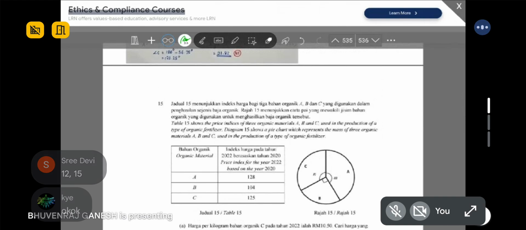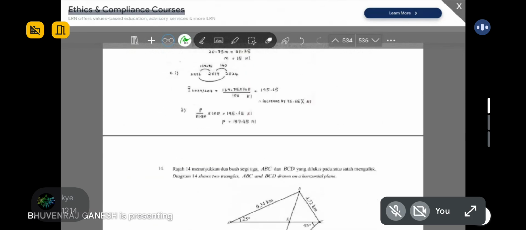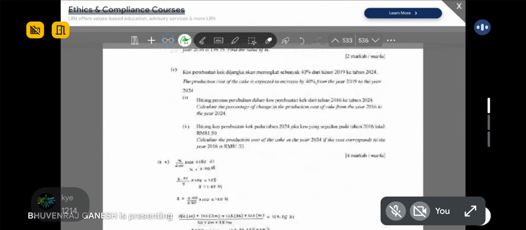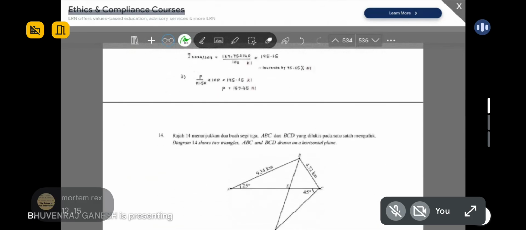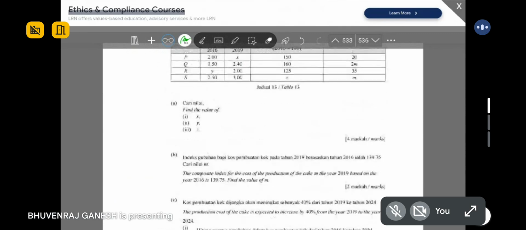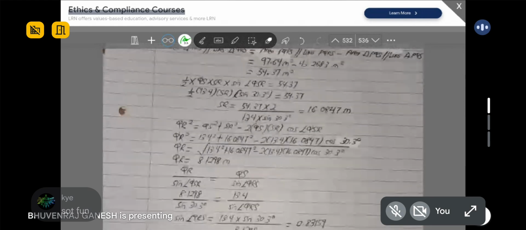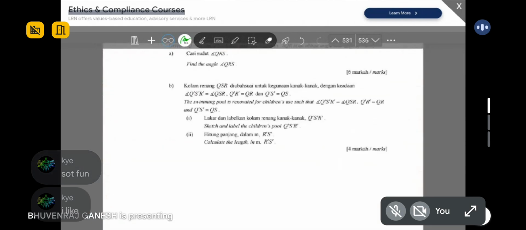12, 15. Okay, 12, 15. So 15 is index and 12 is SOT. 12, 14, both SOT? Cannot. Must go one index, one SOT, then only you guys recap. Okay, all right, 12 and 15.